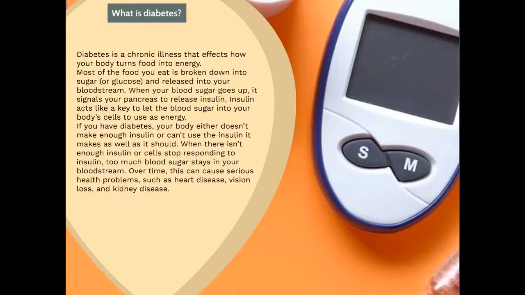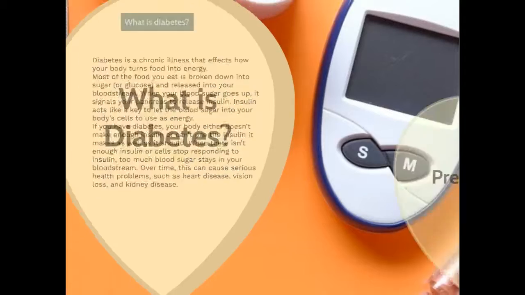If you have diabetes, your body either doesn't make enough insulin or can't use the insulin it makes as well as it should. When there isn't enough insulin or cells stop responding to insulin, too much blood sugar stays in your bloodstream. Over time, this can cause serious health problems, such as heart disease, vision loss, and kidney disease.